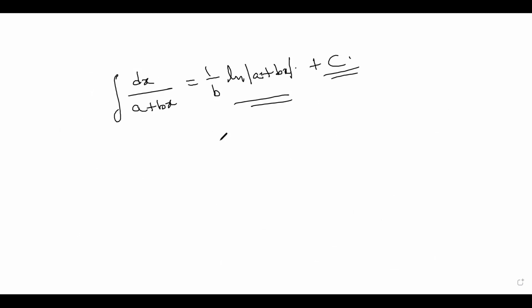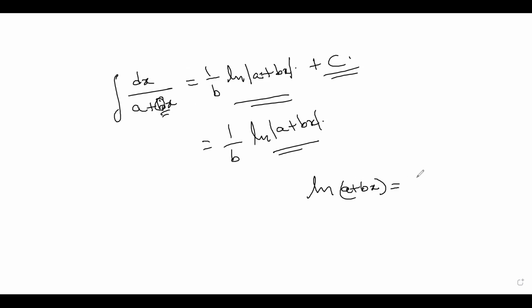If you apply the limits, what you get is this. At least you have to know 1 by b, the coefficient of x. 1 by the coefficient of x, that is b here, 1 by b ln mod a plus bx. This much you have to remember. Here the value of b is -3, so I got -1 by 3. Hope you are clear. And the other part we have used is ln a plus bx, which we got as some bt.